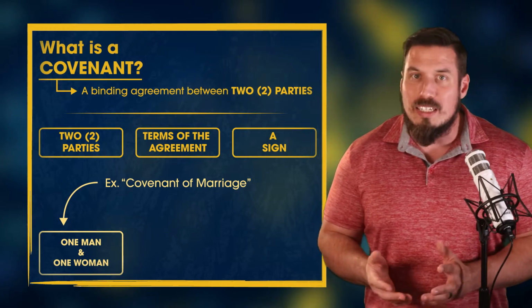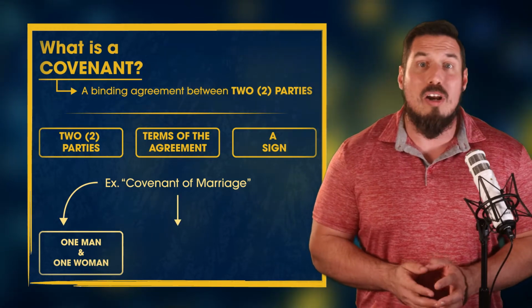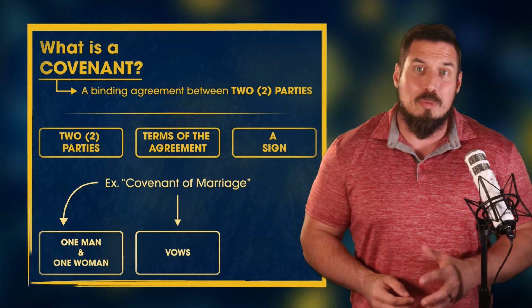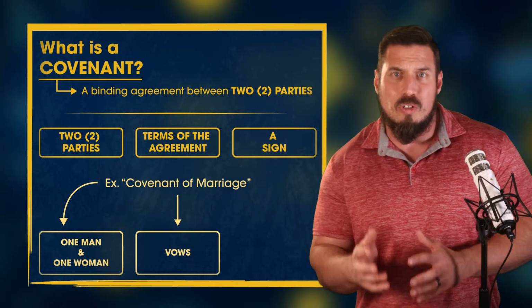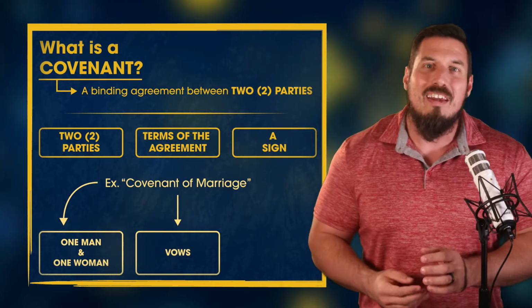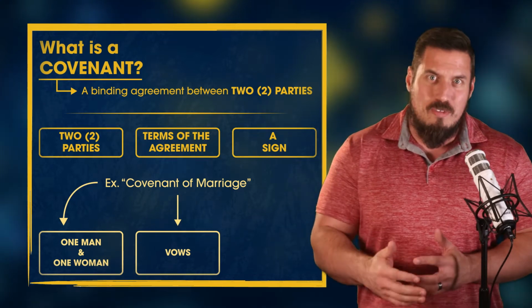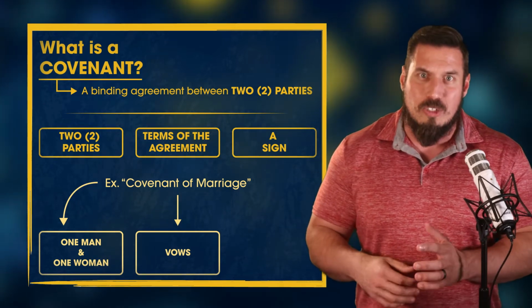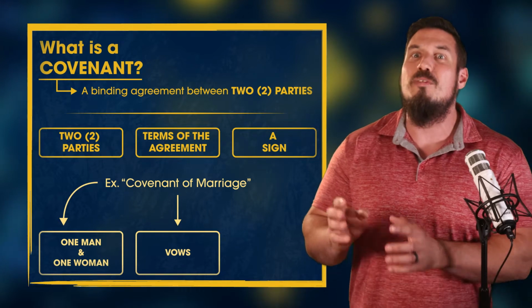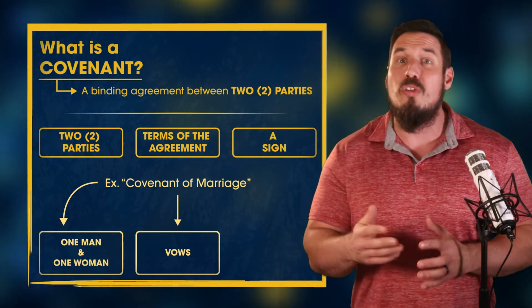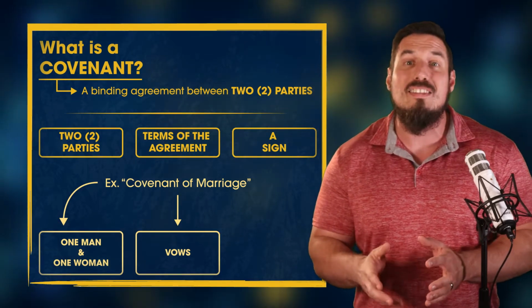In most modern weddings, the terms of the agreement are summarized in the vows portion, where the husband says what he's going to do and that he's going to vow to do this, that, and the other thing. And then the wife says what she vows to do. And then this is all done in the sight of an officiator and in the presence of all their friends and family as witnesses to that agreement.